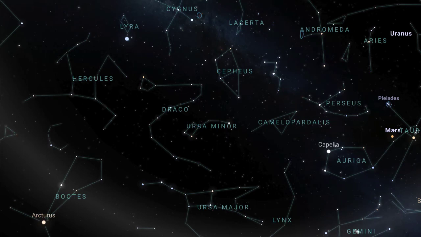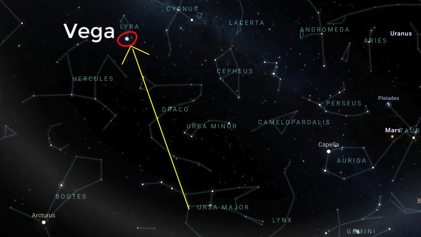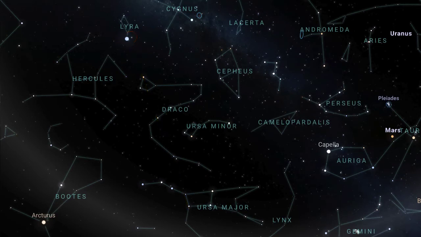But again, left low to Leo, left higher to Lyre. And that star right there is pretty much one of the brightest stars you'll see. That's Vega. That is the 5th brightest star in the sky. So it's usually right overhead in summer. So if you look straight up, you'll see Vega.